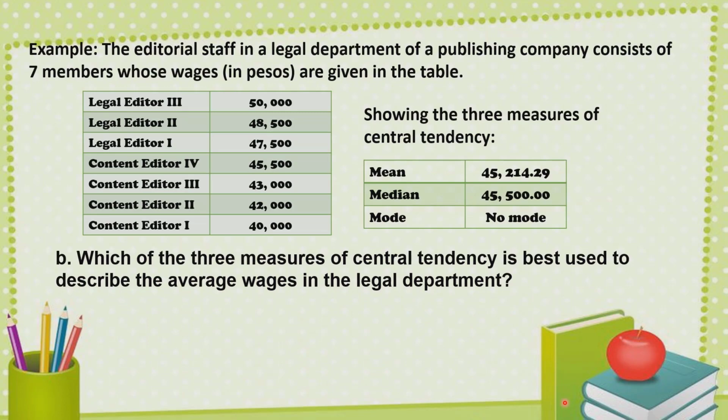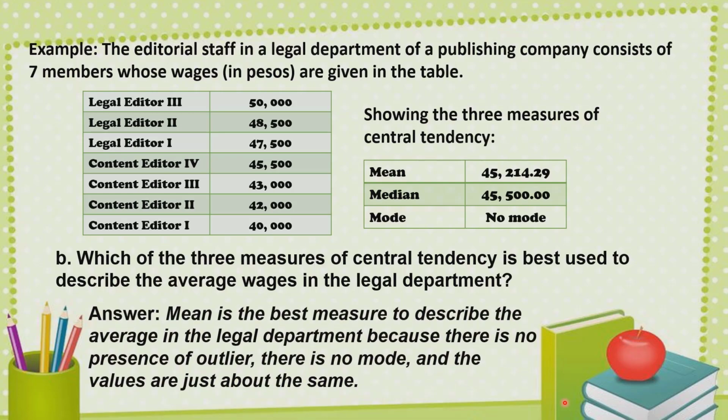Question B: which of the 3 measures of central tendency is best used to describe the average wages in the legal department? The mean is the best measure to describe the average in the legal department because there is no presence of outlier, there is no mode, and the values are just about the same.